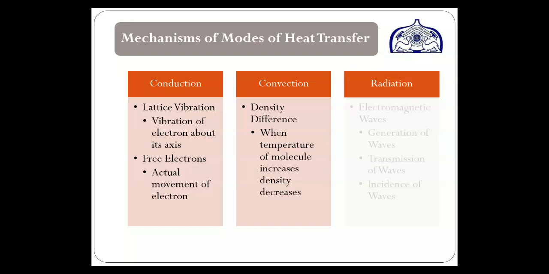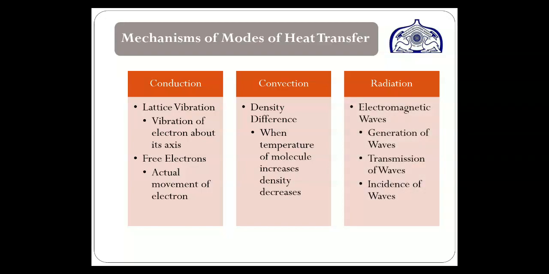In radiation, heat is transferred due to the electromagnetic waves. Now what happens here? First the generation of the waves takes place. The generated waves get transmitted through the space or medium, and those transmitted electromagnetic waves are incident on another molecule or another body, and in this way heat is transferred from one body to another body. Now let us see the examples of modes of heat transfer.